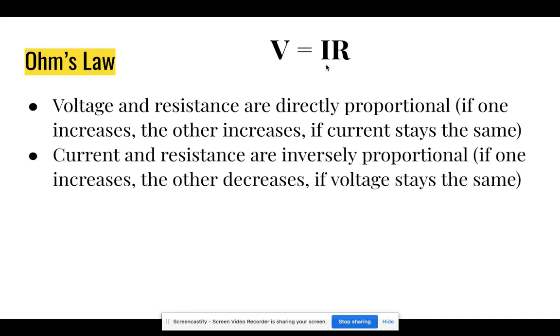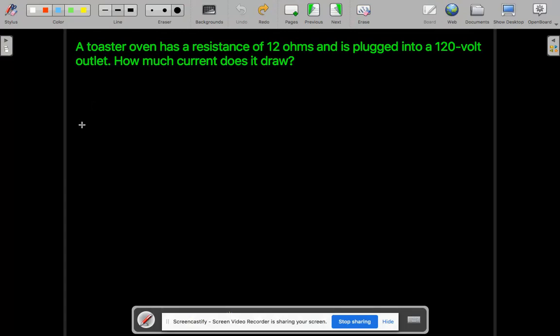Current and resistance, I and R, are inversely proportional. So whatever happens to one, the exact opposite is going to happen to the other. We're going to go through the problems that you were given on the Google Slides now.